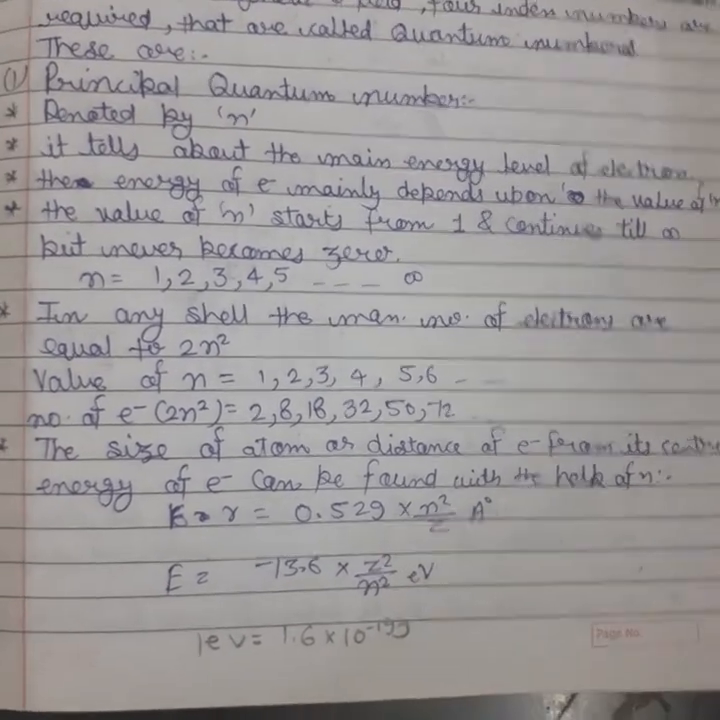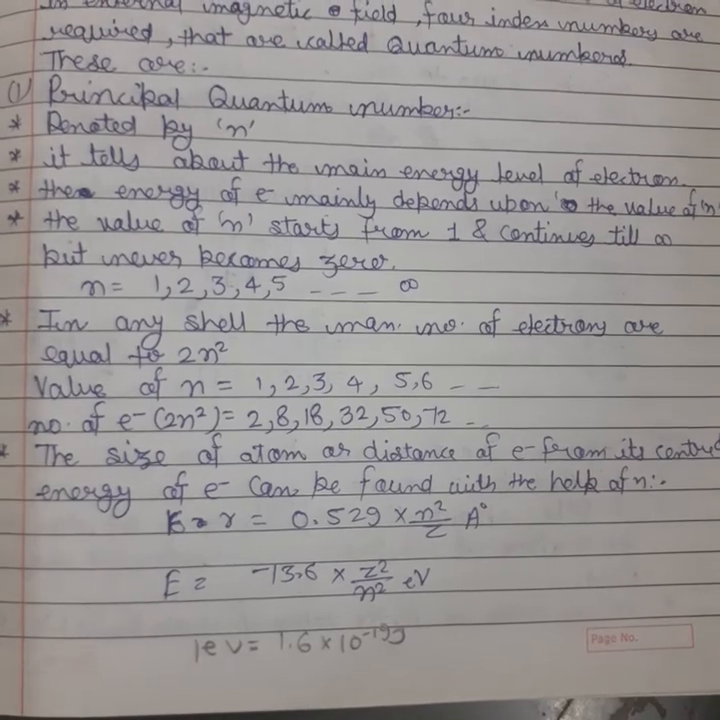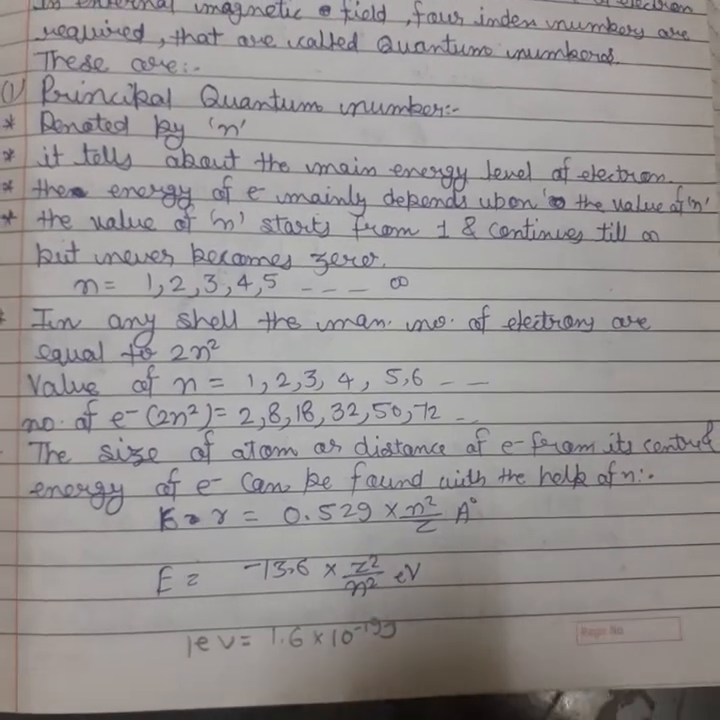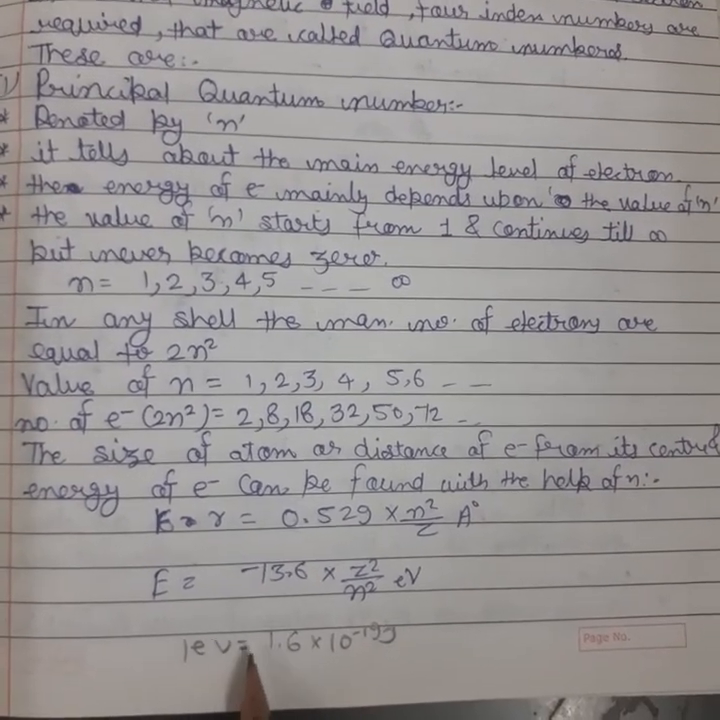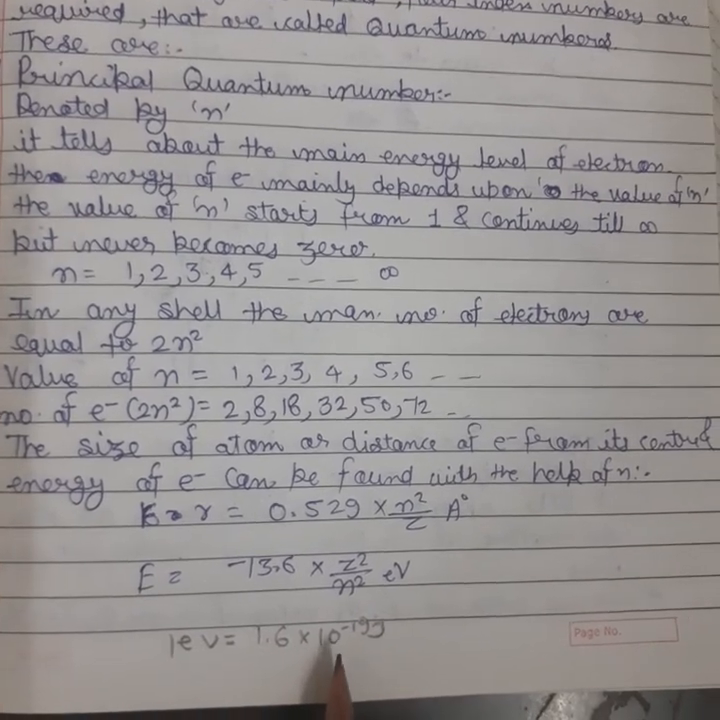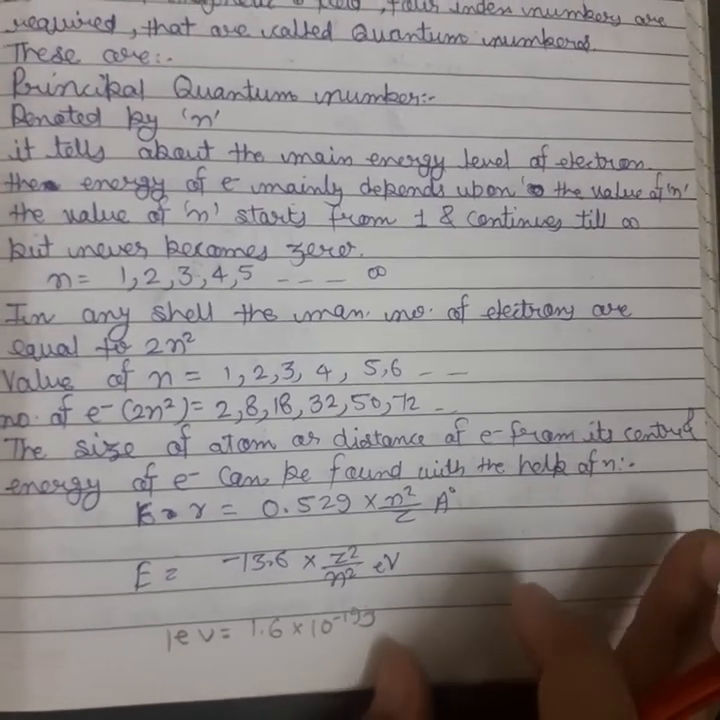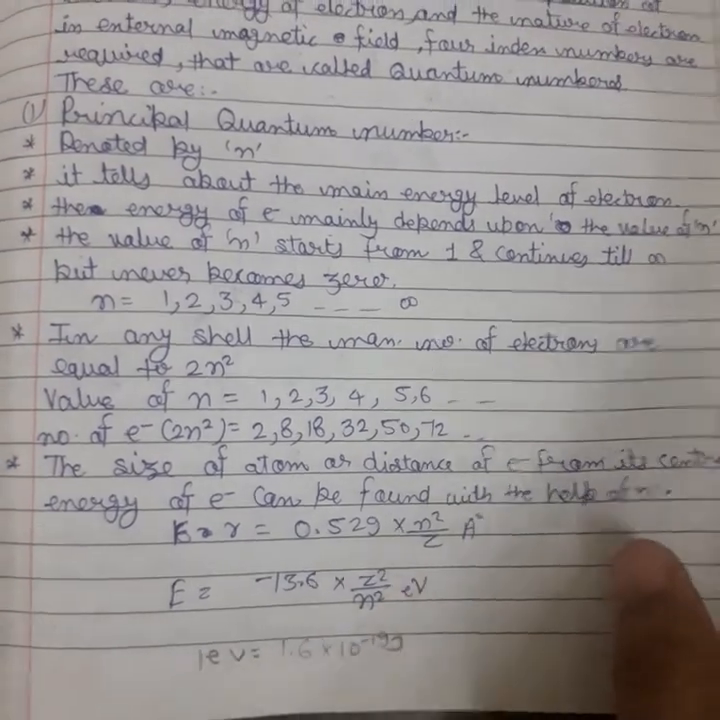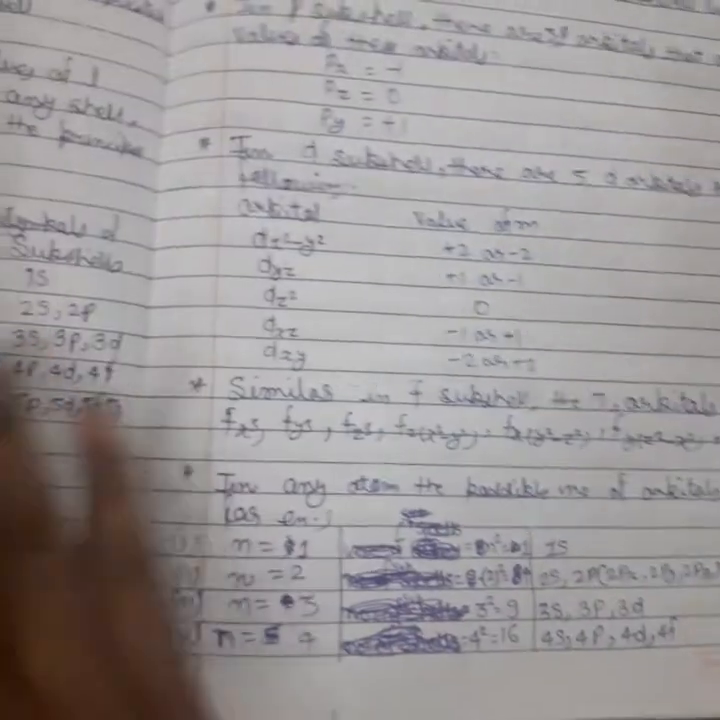As the energy of the electron is very small in magnitude, it is easy to measure the energy in electron volt. So 1 electron volt is equal to 1.6 multiplied by 10 to the power minus 19 joule. Okay. So that is our first quantum number, the principal quantum number.